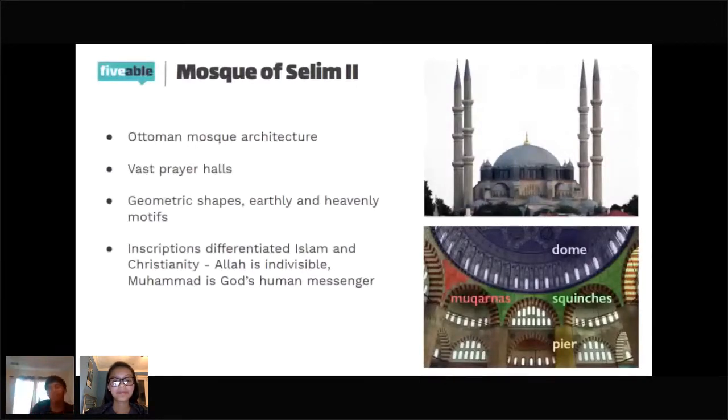Its inscriptions also differentiate Islam and Christianity. If it had a picture of the dome itself, it actually told a story of how it depicted Allah as indivisible, and it showed Muhammad as God's human messenger. So that goes back to the Islamic origin story.